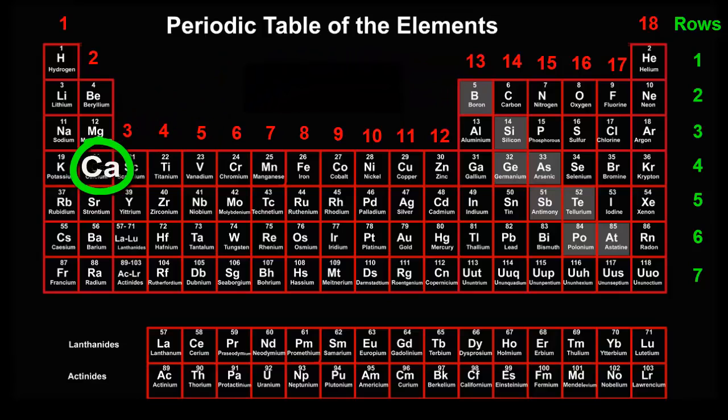What is the atomic number of calcium? Now you've got to find calcium on the table. 20. Which row is sulfur in? The third row.